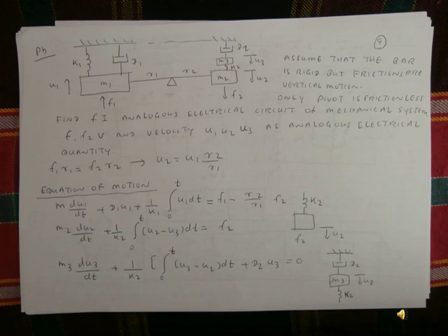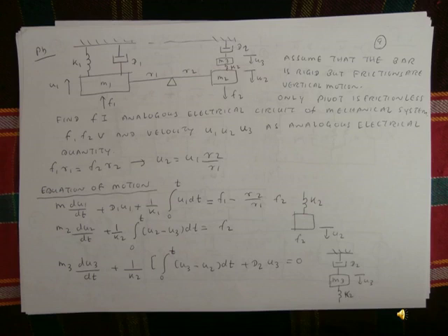To find the analogous electrical circuit of the mechanical system, we take F1, F2 and the velocities U1, U2, U3 as analogous electrical quantities. This is the background of the lever. We have to write down the analogous electrical equations. The lever is similar to a transformer, so we write the equation F1 R1 equals F2 R2. Therefore U2 is equal to U1 multiplied by R2 divided by R1.